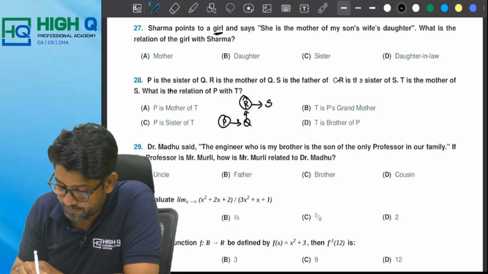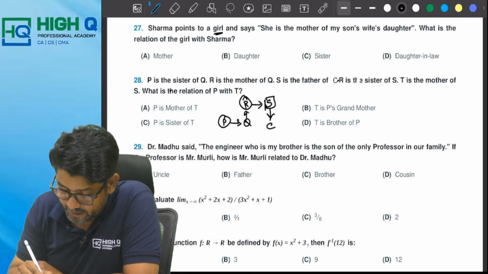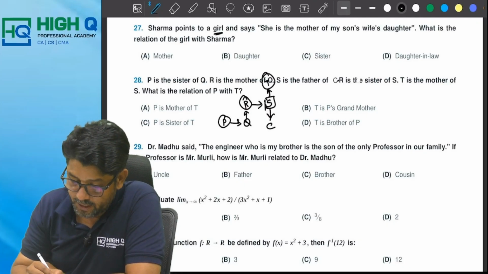R is sister of S. Now, S is father of C. Let us have it like this. Next step. T is mother of S.